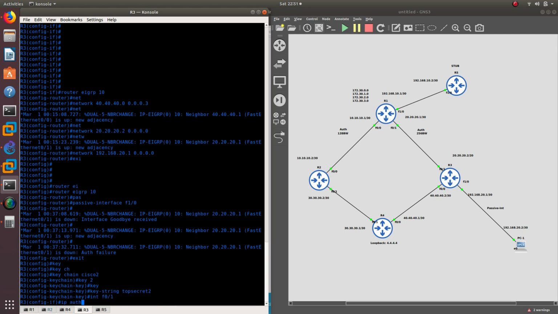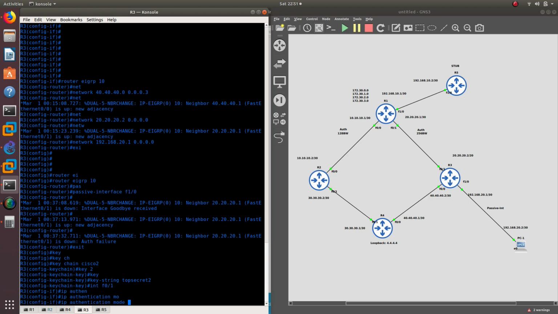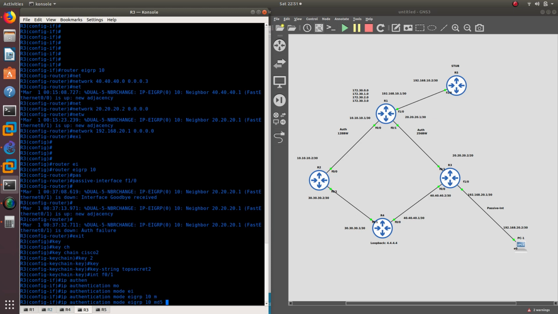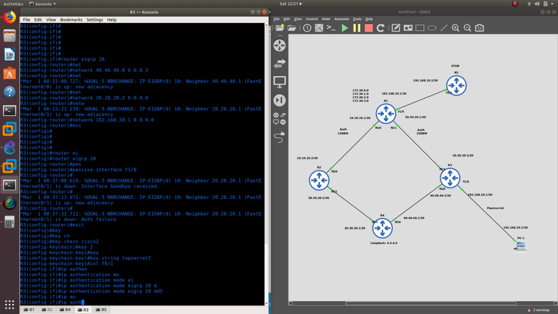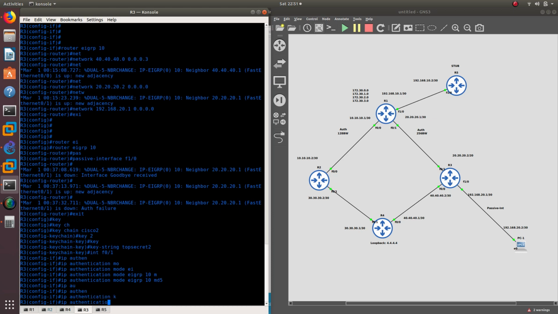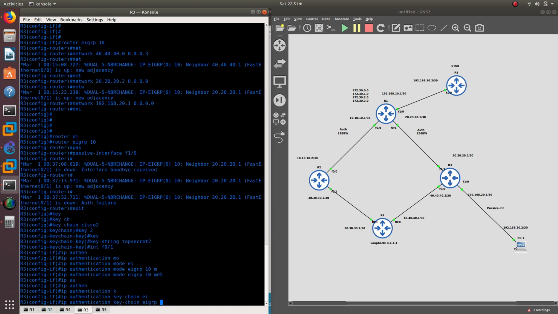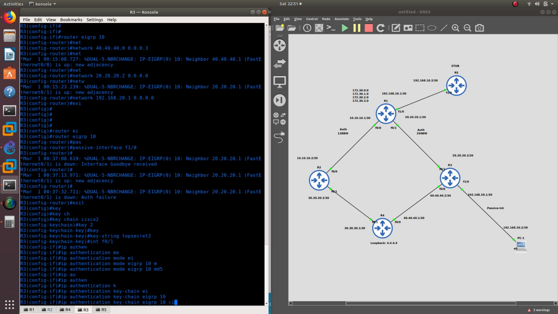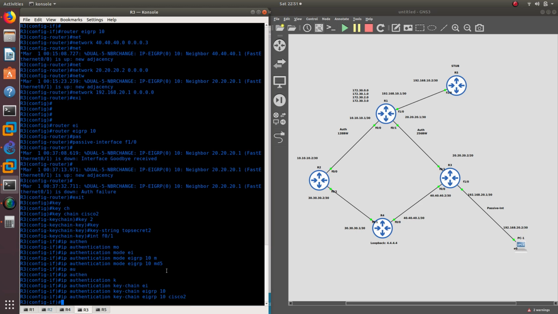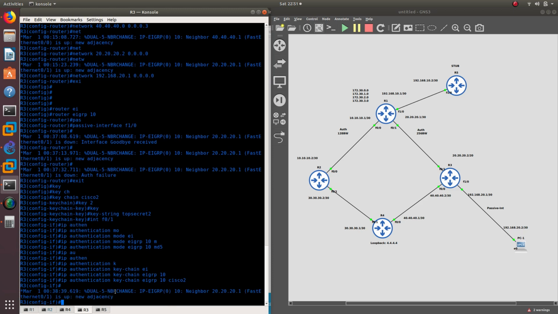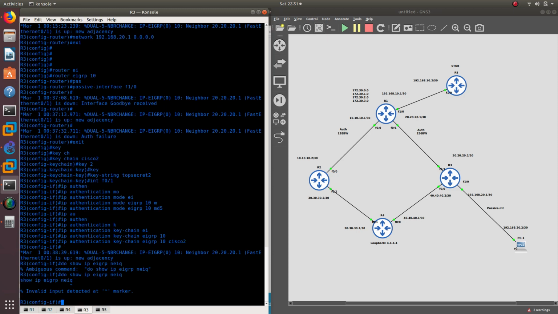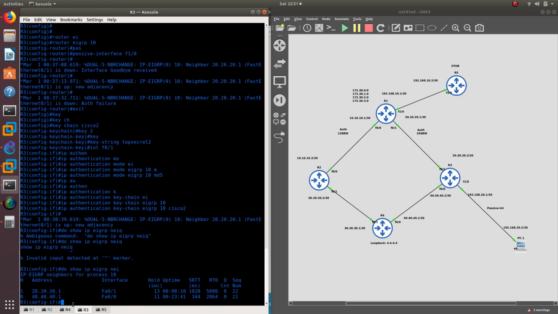Let's go to IP authentication mode EIGRP 10 MD5. IP authentication key-chain EIGRP 10, and then we're going to end it with Cisco 2. Now we should be able to see that neighbor relationship. There it is. So now if we do show IP EIGRP neighbor, we should see that we have two neighbors, 20.20.20.1, which is router 1, and 40.40.40.1, which is router 4.